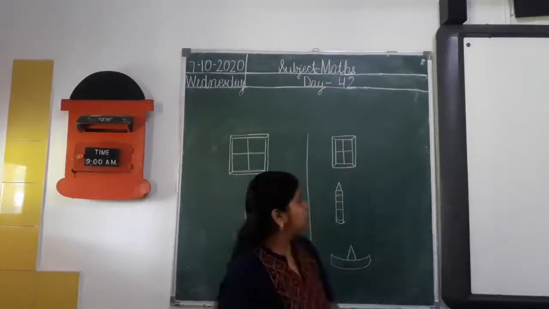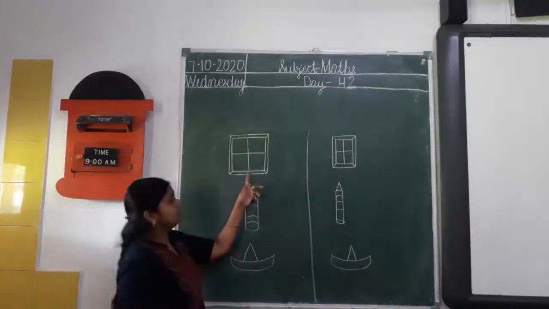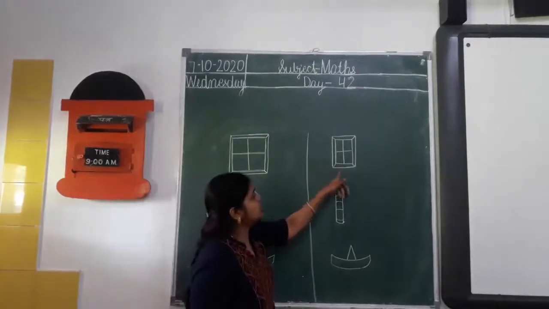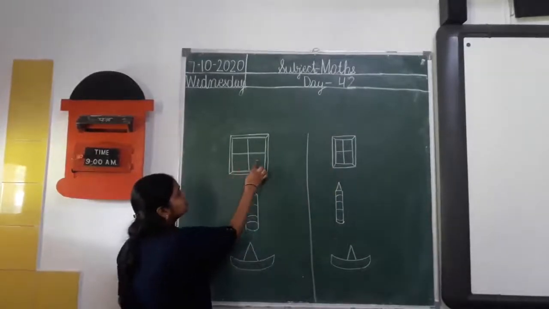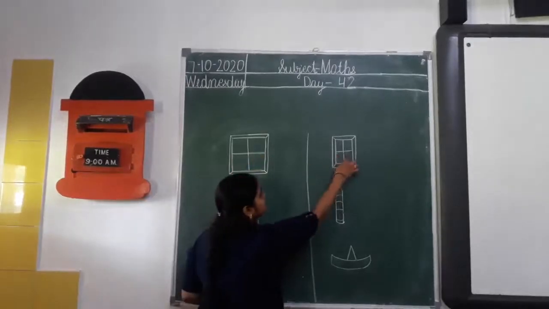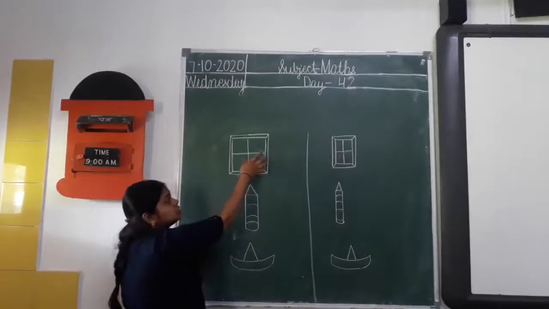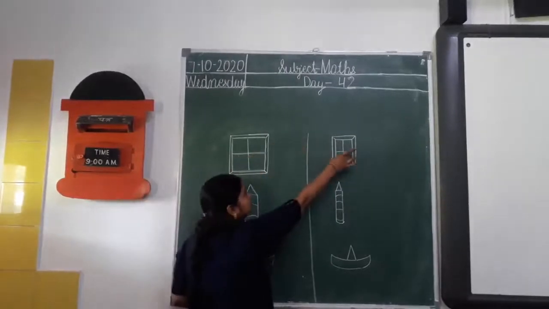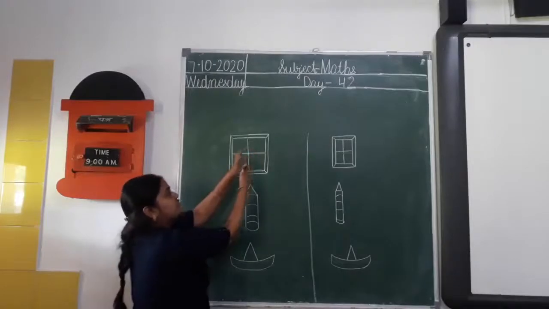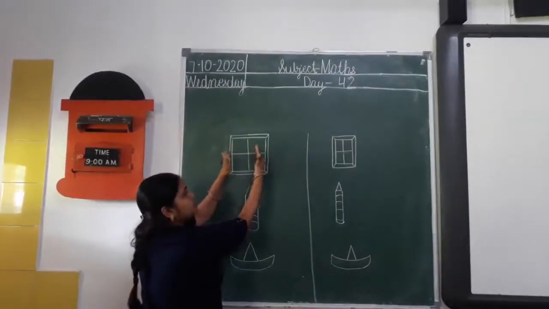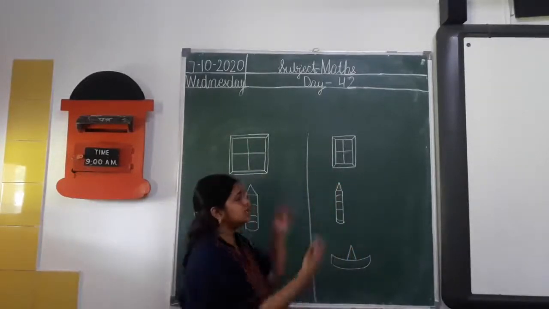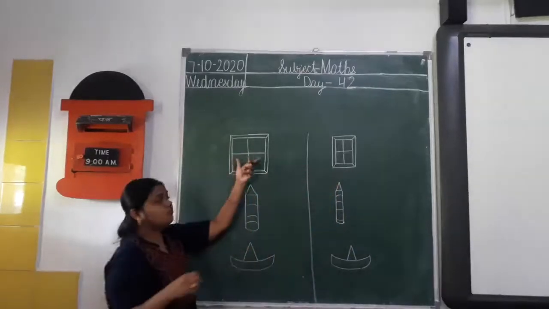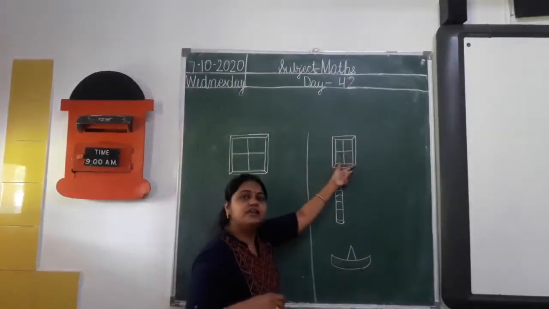Now, look here. This is a window. The length of the window is the same, but can you see the width? The width of this window is bigger than this. इसका width ज़्यादा है ना? So width is more than this one. It means this is wide in size, and this is narrow.